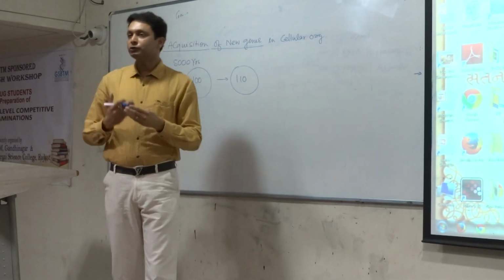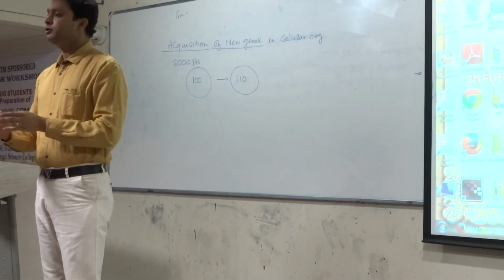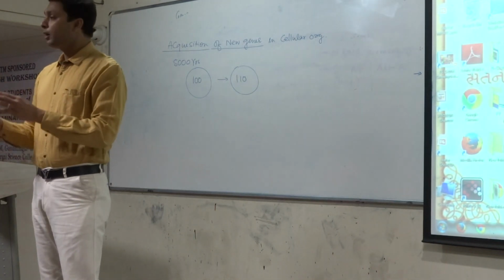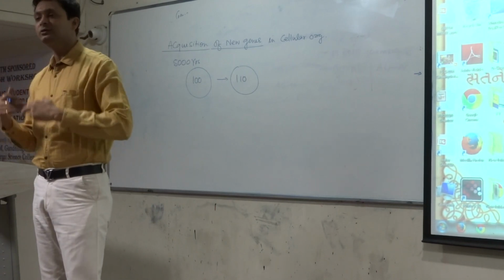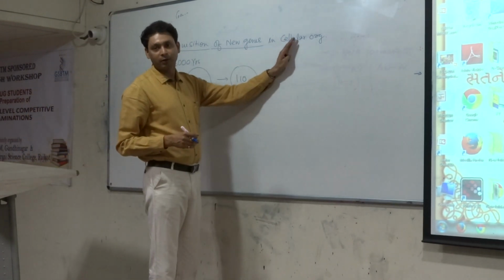How may cellular organisms acquire genes in the course of evolution? Because the number of genes is going to increase from, suppose, 5,000 to 7,000. It means that 2,000 new genes are added. From where are these 2,000 new genes added? That comes under the acquisition of new genes by the cellular organism.